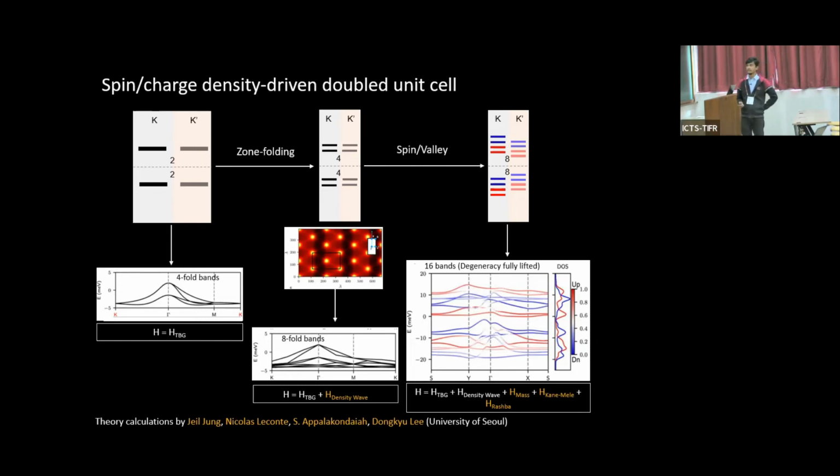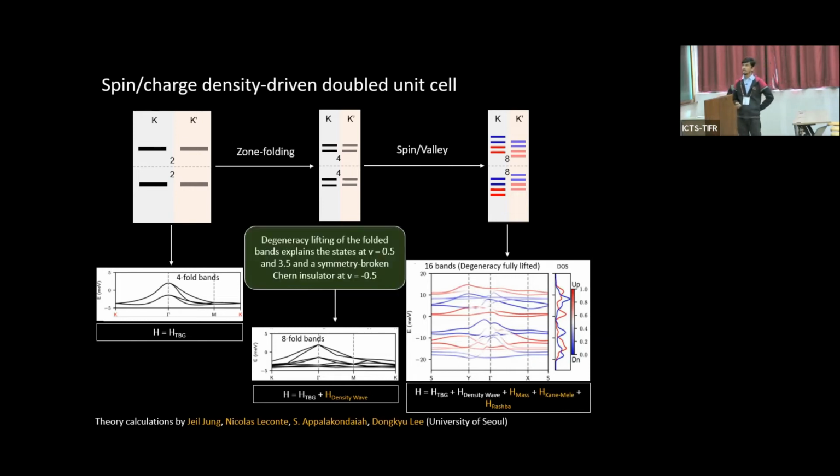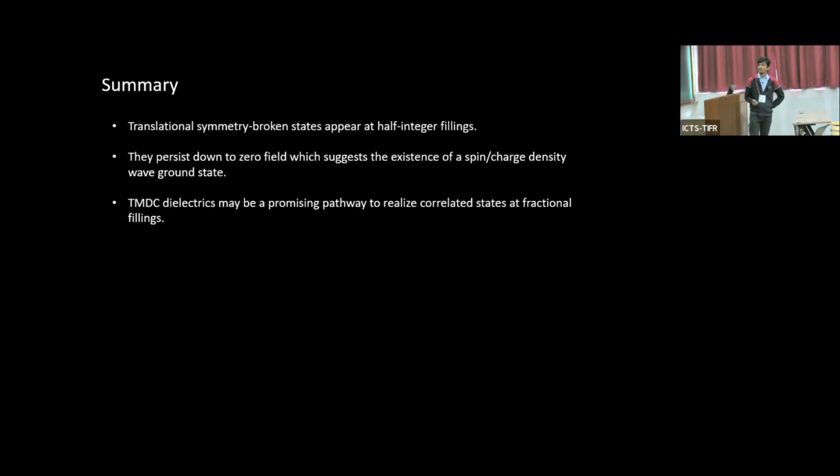So all these bands are isolated, and you can see each band for one half integer filling. Now the idea is pretty simple: you have a doubled Moire unit cell, so the number of electrons per Moire unit cell will be a half integer. This model can explain the feature at 0.5 and 3.5, and this is also consistent with the observation of Chern insulator at -0.5.